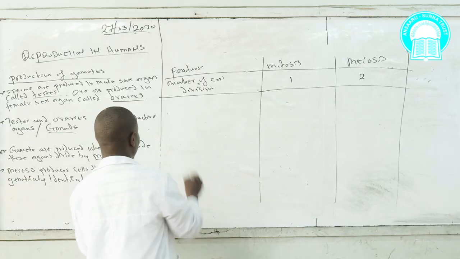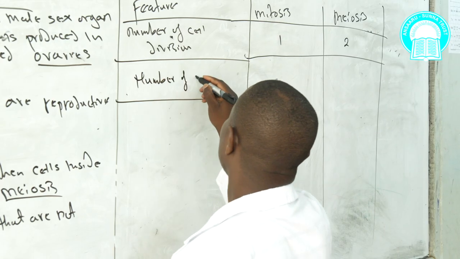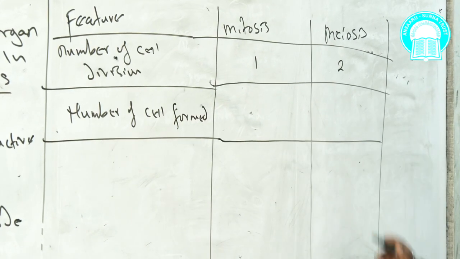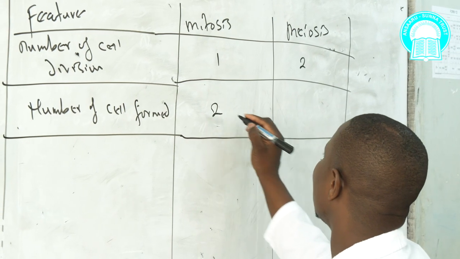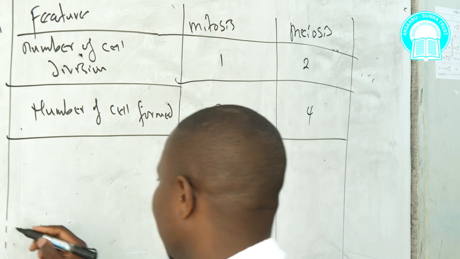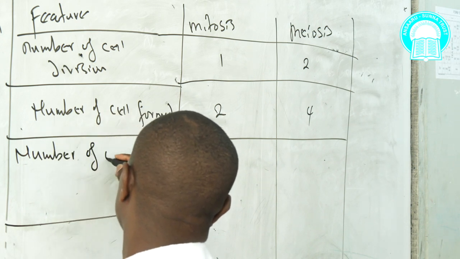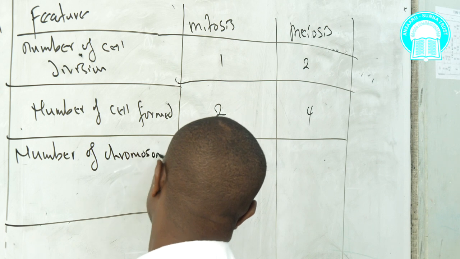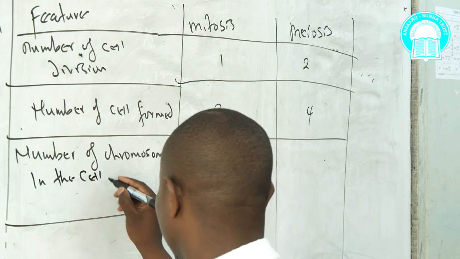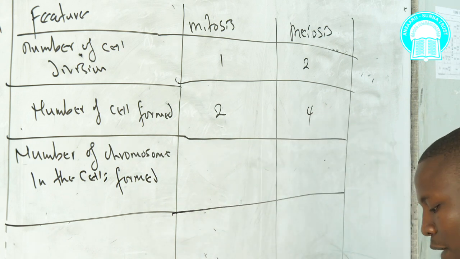Number two, number of cells formed. In mitosis, the number of cells formed is what? Two. But here it is four. Then the number of chromosomes in the cells formed: in mitosis, the same as the original cell.